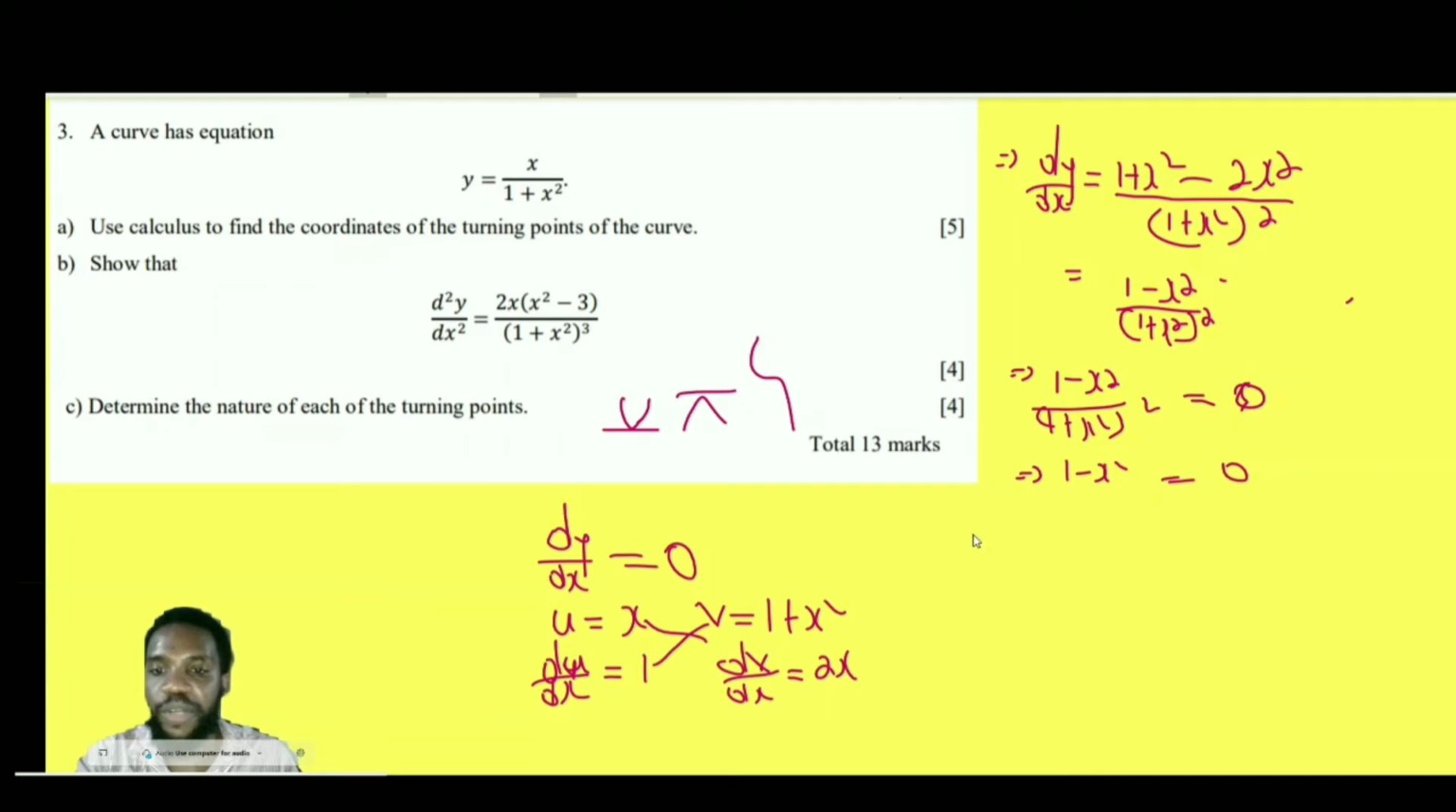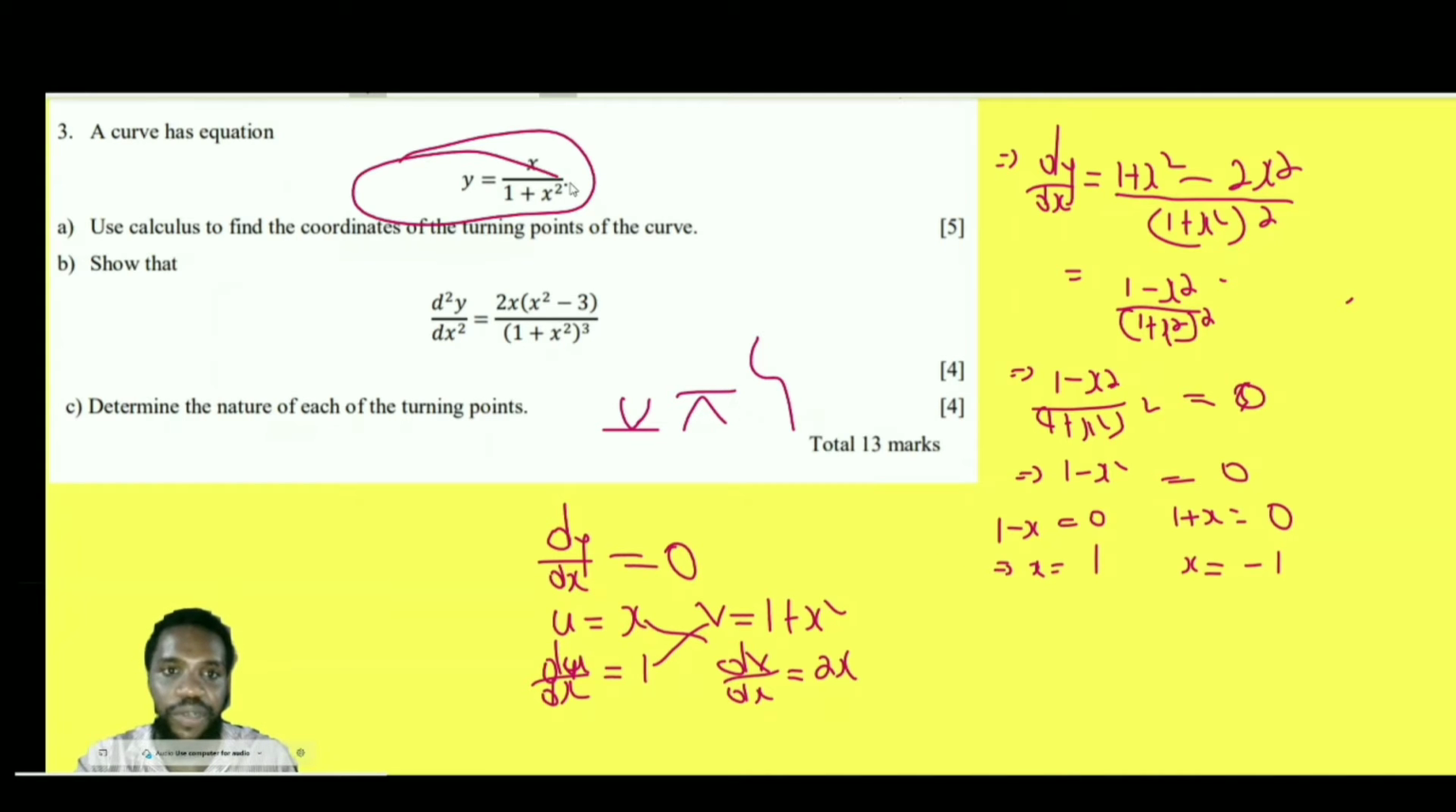This is the difference of two squares, as I see it coming up very often. So 1 minus x equals 0, or 1 plus x equals 0, which implies that x is either going to be 1 or x is equal to negative 1. But these are the x coordinates. I need the corresponding y coordinates. So I'm going to go back to the original function and plug in. For x equals 1, y would be 1 over 1 plus 1 squared, which gives me a half. And if I put negative 1 here, negative 1 over 1 plus negative 1 squared is going to give me negative a half.